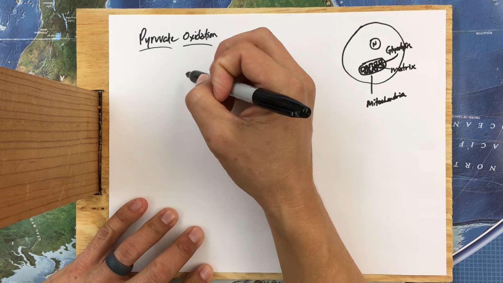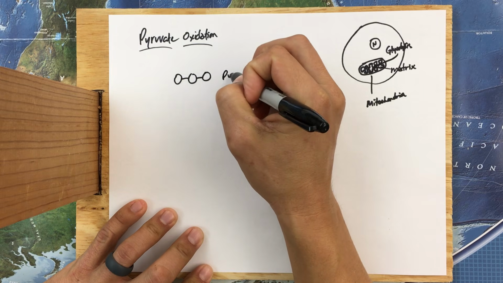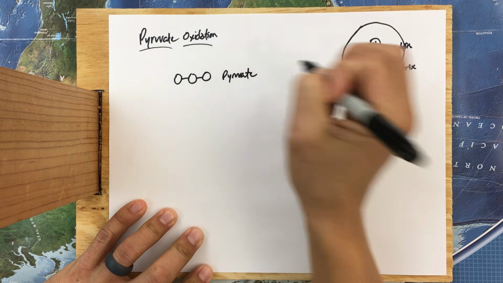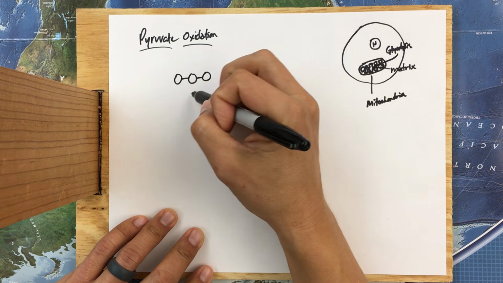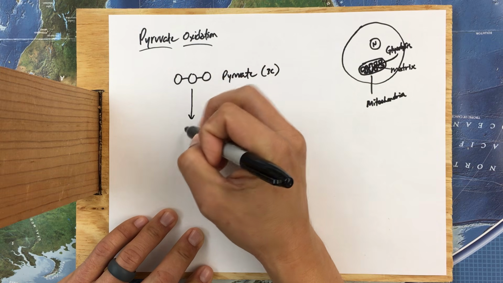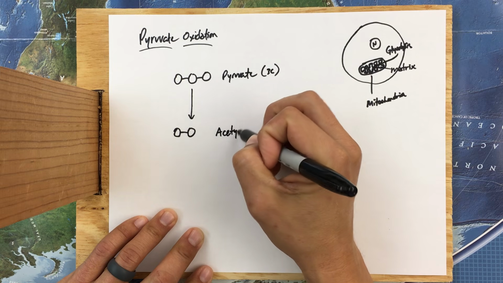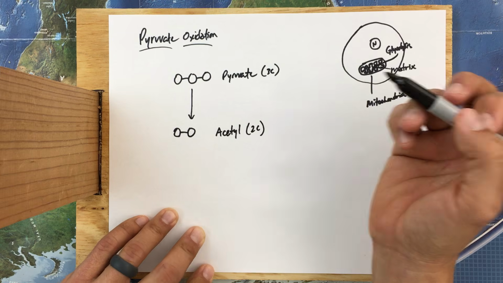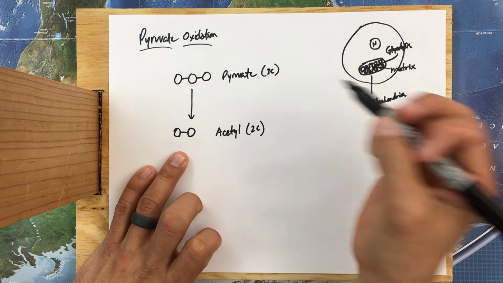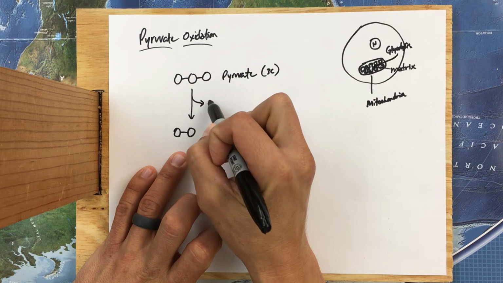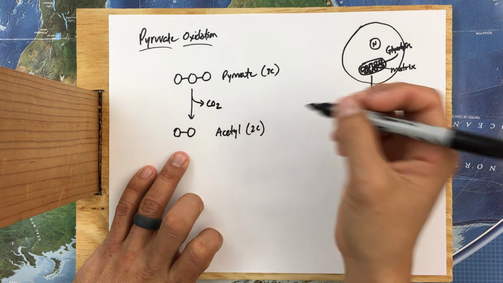So we're going to start with our molecule of pyruvate. We've got 1, 2, 3 carbons. Here's our molecule of pyruvate, 3 carbons. Well, we're going to drop one of those carbons, and we're going to make a molecule of something called acetyl. Acetyl is just another sugar, except this time it has 2 carbons. And every time that you see a carbon being lost, it's going to be lost as a molecule of CO2. So that molecule of CO2 is going to leave.